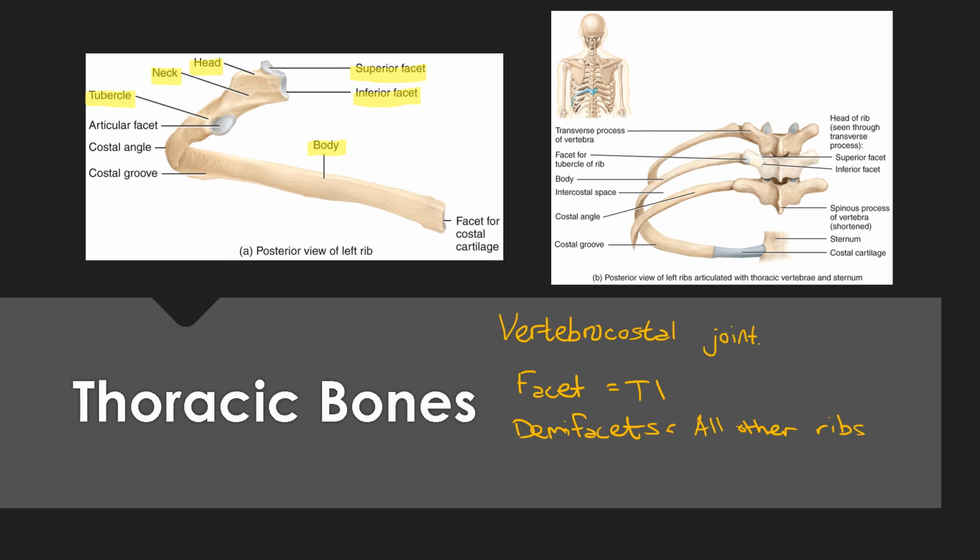Now, the articular part of a tubercle, right here, this articular facet on that tubercle, is going to articulate with the facet of the transverse process of the vertebrae. So we can see that here, see that transverse process of the vertebrae, and then we kind of look through the vertebrae here to see that facet for the tubercle of the rib.